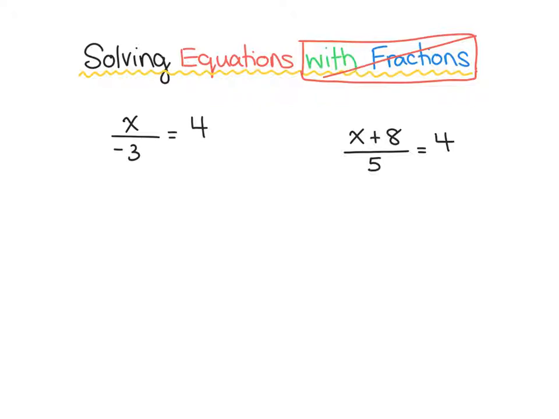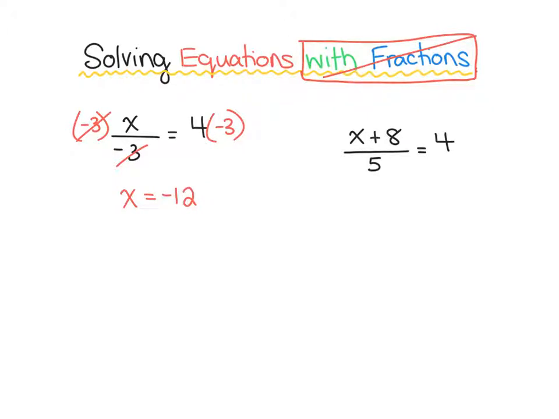I would say, how can I get rid of a divided by negative 3? I'll do the inverse operation. So I'm going to multiply both sides by negative 3, because I know negative 3 divided by negative 3 is 1. So those cancel out, and I'm just left with an x. And 4 times negative 3 is negative 12.